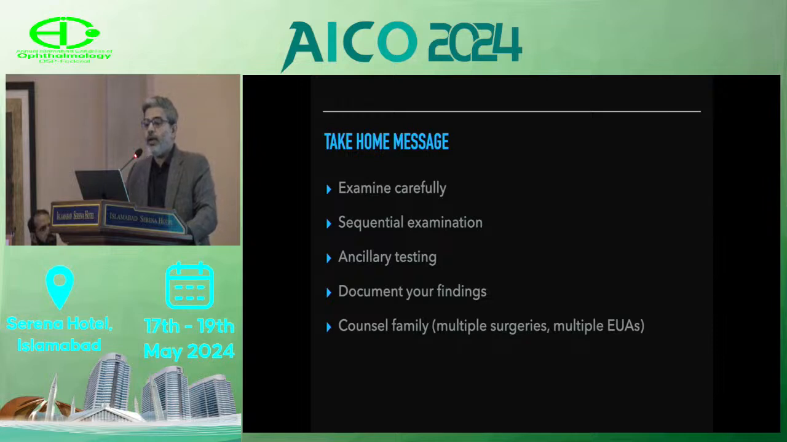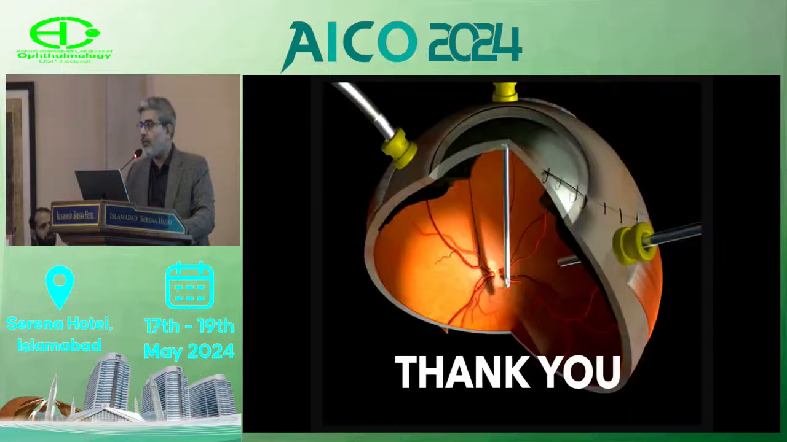Anyway, the take-home message is examine carefully. You need to do sequential examination. You need to do a lot of ancillary testing and document the extent of injury at the beginning, because a lot of the time these patients will see you at the initial trauma, and then they go to other doctors and they will never mention the extent of injury they had at the time, and it would appear that the job you have done is poorly executed. But if you have things documented nicely, ultrasound, imaging and everything, that would help. And really counsel the family about multiple surgeries, and that the eye may or may not be lost. I think that's very important. Thank you so much.